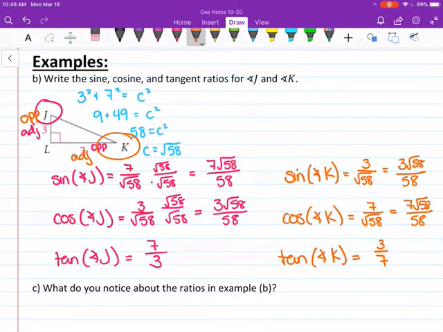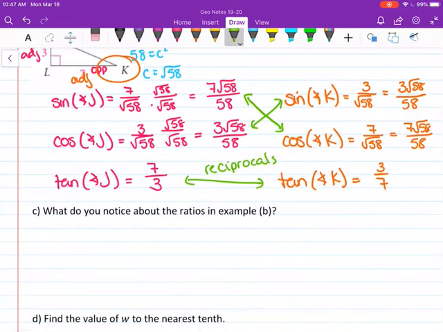So the next question asks, what do you notice about the ratios in example B? Well, it looks like the sine and cosine of these angles flip, and then my tangents are reciprocals. Okay, and so that's going to be true. These are called co-functions, so sine and cosine, and they're equal when my angles are complementary. Okay, so the co has a significance there.